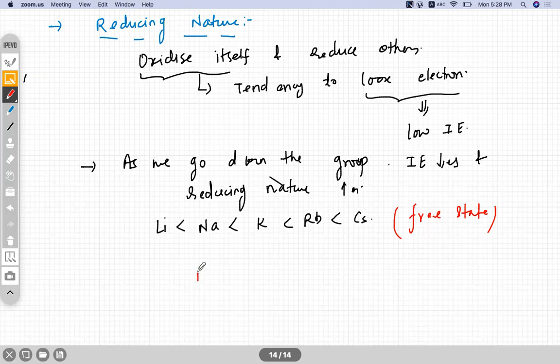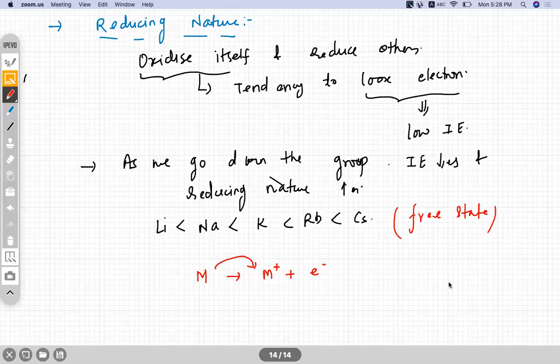Now, suppose we have a metal M. If it loses an electron, it converts into M+ plus one electron. So this is oxidation. The metal itself is going under oxidation and hence it is reducing others. Right. It releases an electron, so it gets oxidized and reduces others. That's how the thing is. Understood?